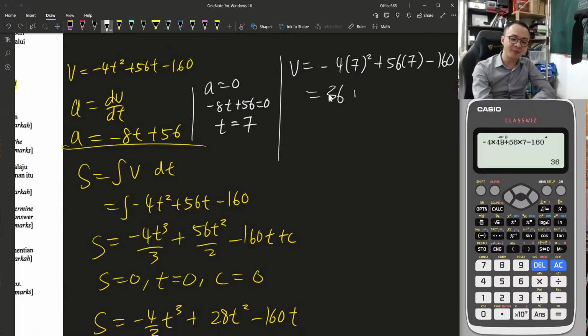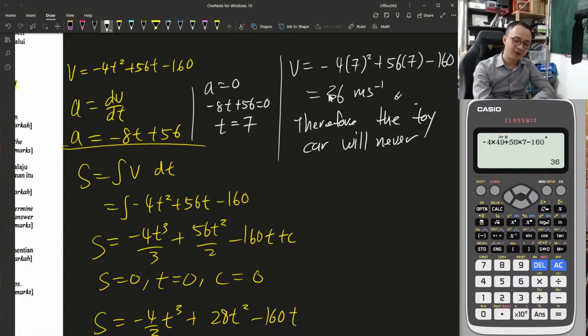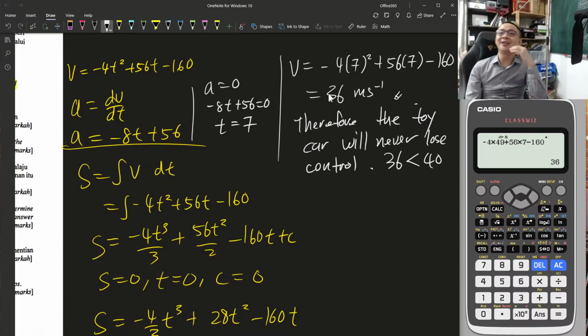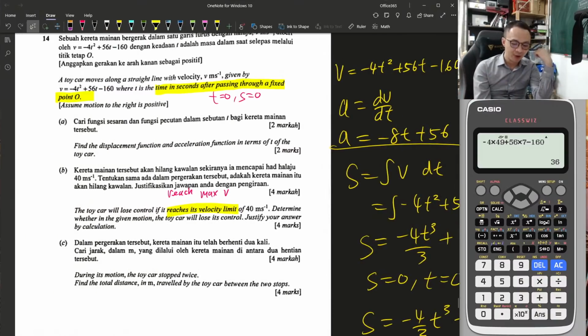Okay, so the maximum is 36 meters per second. Therefore, the toy car will never lose control, because 36 is less than 40, right? The toy car will only lose control when it reaches 40, but 36 is less than 40, so therefore it will never lose control. All right, done. A and B.